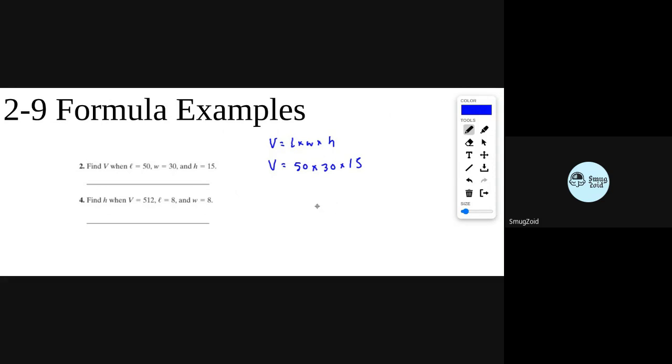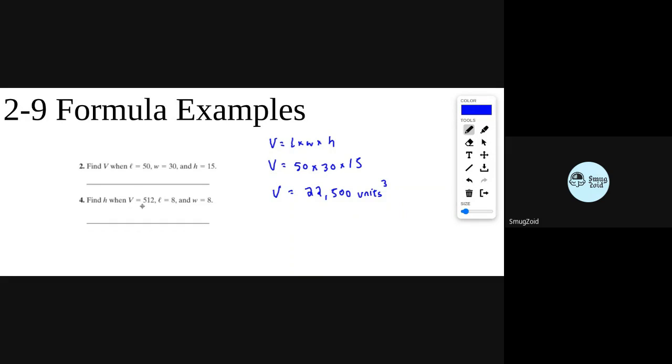So 50 times 30 times 15 will give me the volume of 22,500. I don't have a unit, so I'm just going to write down units cubed. If it was centimeters, it'd be 22,500 centimeters cubed. If it was meters, it'd be 22,500 meters cubed, right? That's pretty straightforward because they give you all 3 letters. Now we're going to look at this one.